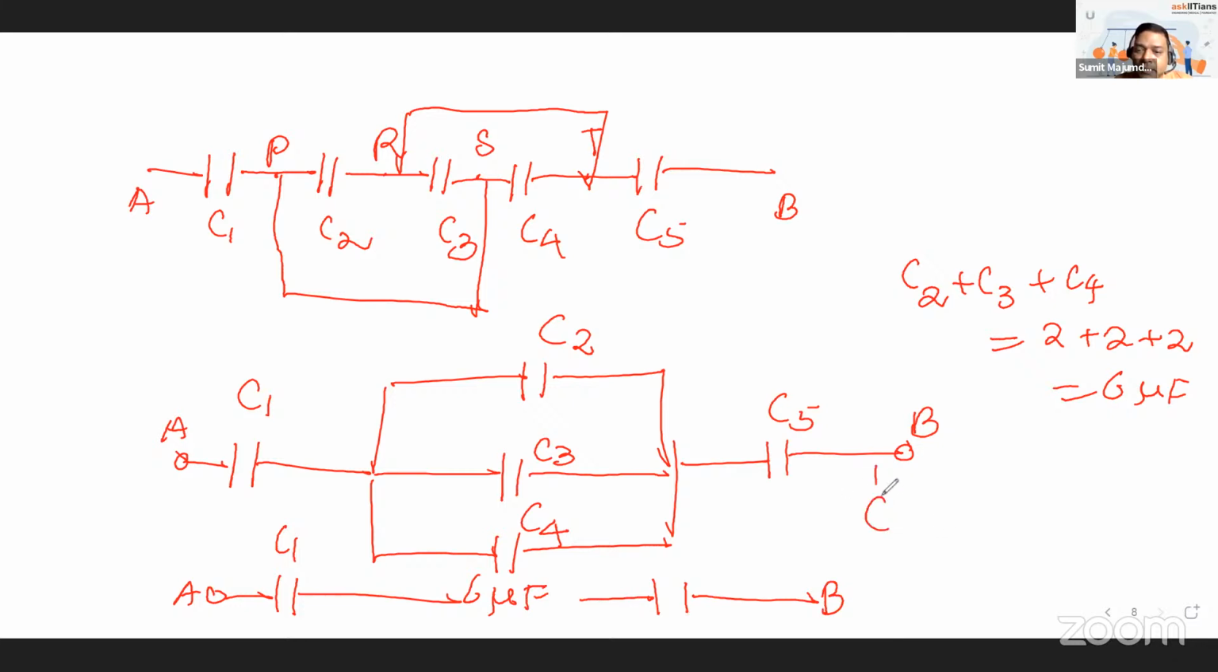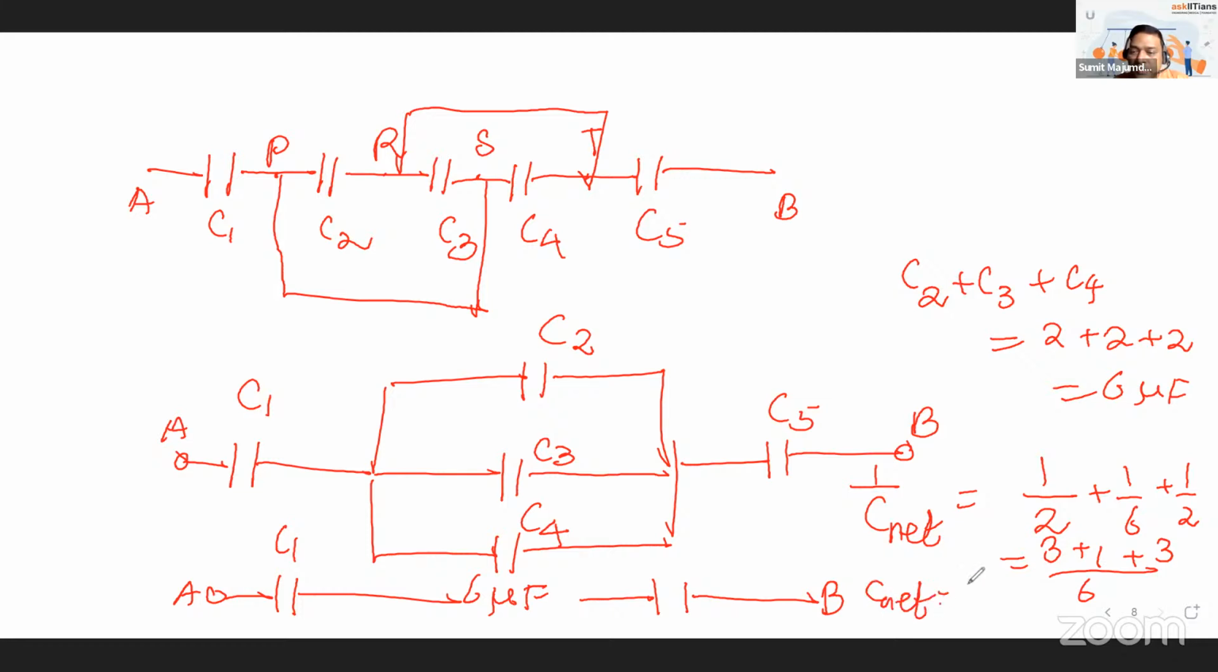So the net capacitance, 1 by C net, equals 1 by 2 plus 1 by 6 plus 1 by 2. So it becomes 3 plus 1 plus 3 divided by 6, which is 7 by 6. So the net capacitance will become 6 by 7 microfarad. This is as simple as that, right? Next, we have to find out the total charge enclosed and the energy stored. Let me go back to the question and show that to you.